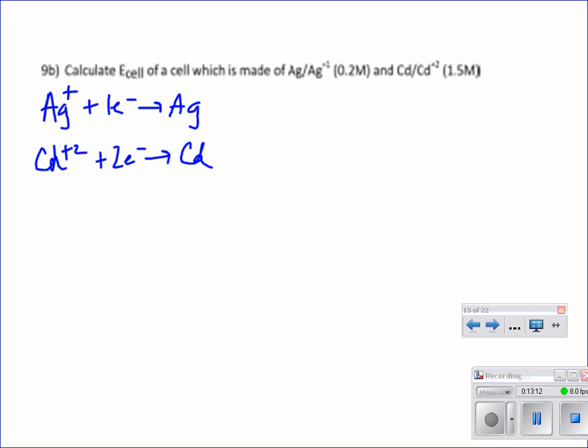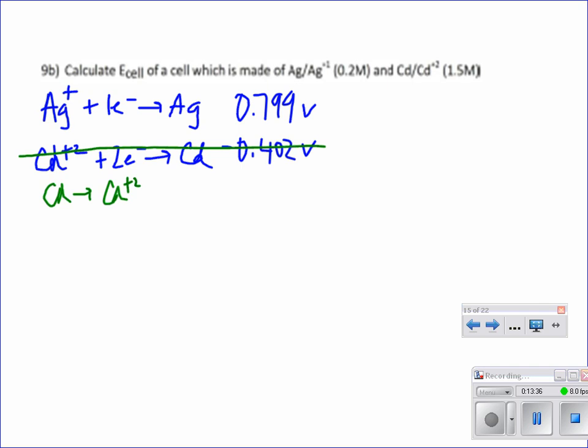All right, so my silver from the table as reduced is 0.799. Cadmium from the table is negative 0.402 volts. So which one is more apt to be reduced? Silver. So we're going to leave silver alone, and we're going to flip the cadmium. So we get cadmium going to cadmium plus 2 electrons, and make it positive 0.402.